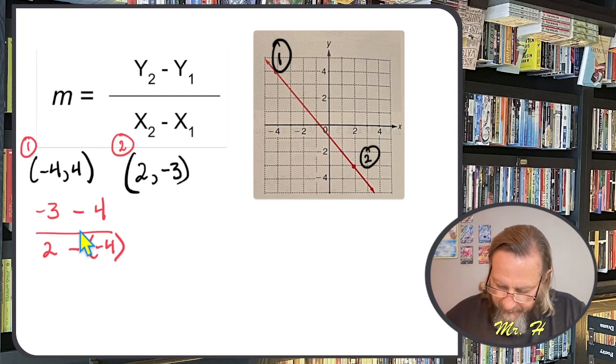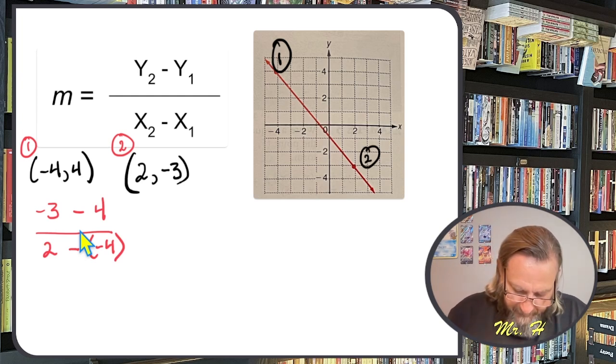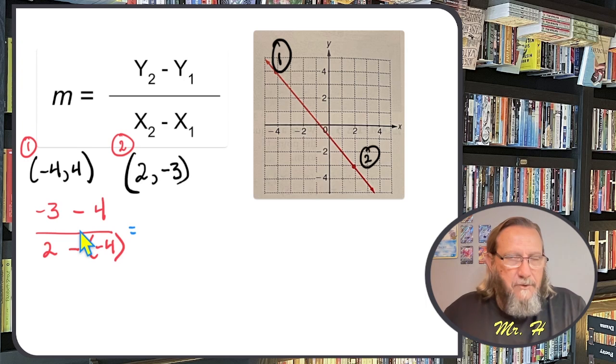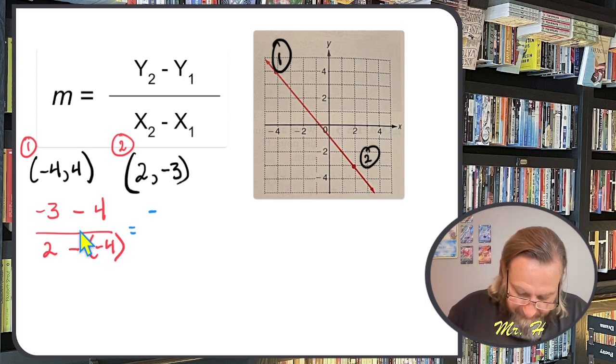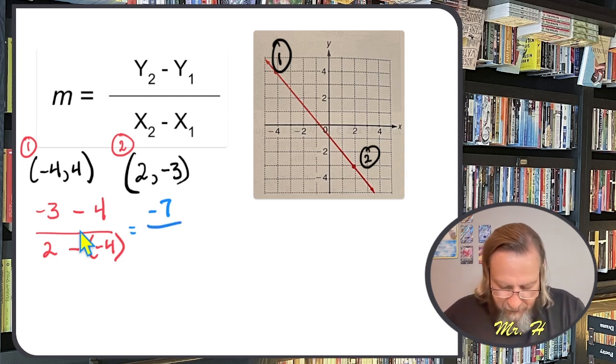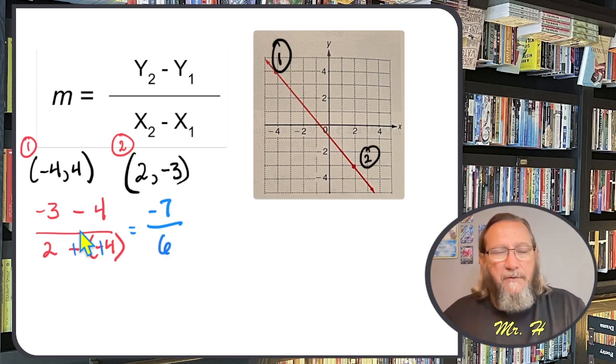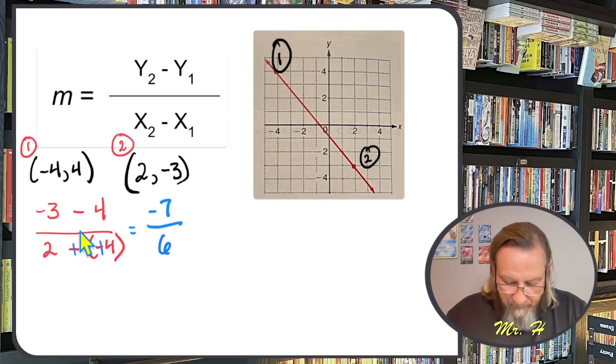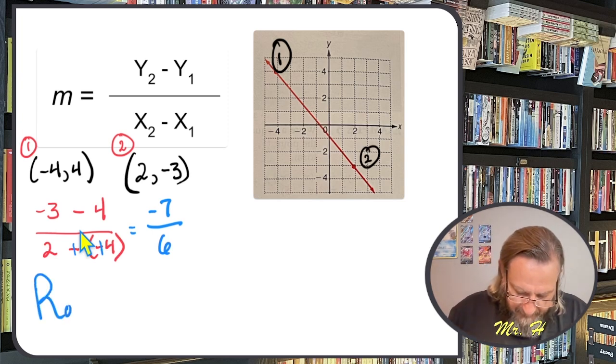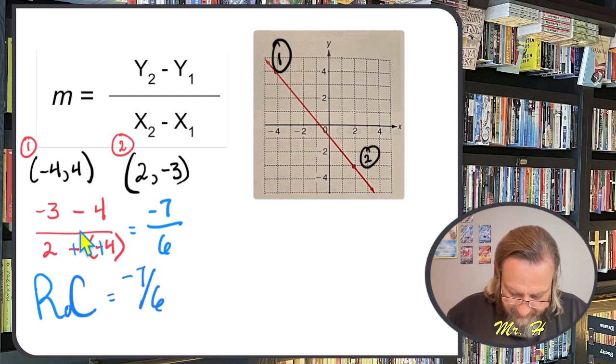So I'm going to do my calculations now. -3 and a -4. That's what -3 minus 4 means. -3 plus -4. That's going to be -7. And then we're going to have 2 minus -4. Remember that means plus 4. So 2 plus 4 is really 6. So there's the slope of that line. And remember, the slope is the same thing as the rate of change. So the rate of change is -7 to 6.